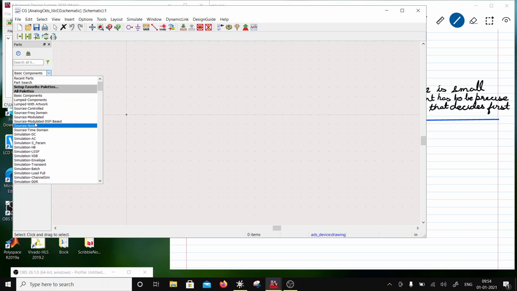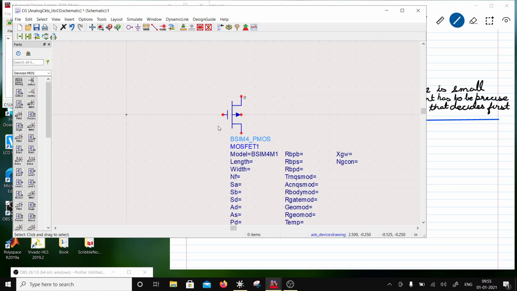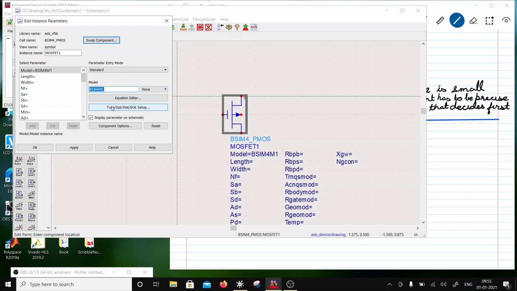So if I go here to devices MOS, then the eighth row from the top is an NMOS and a PMOS device. So I'm going to work with the PMOS device to start with. Here I am interested in only displaying what I want to. In this case my model is called PFET4.